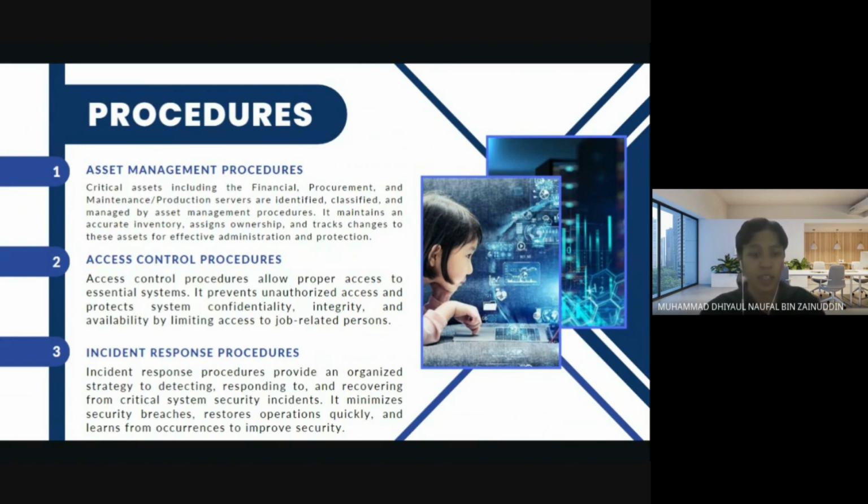Second procedure is access control procedures. So the procedure of this policy is, first, establish user permissions in accordance with job functions and data access needs. Second, use robust methods of authentication such as passwords, multi-factor authentication, or biometrics. Third is review access permissions on a regular basis and remove them from former or departing employees. And the last one is keep an eye on user logs and activities to identify any attempts at illegal entry or unusual behavior. And the last procedure is incident response procedures.